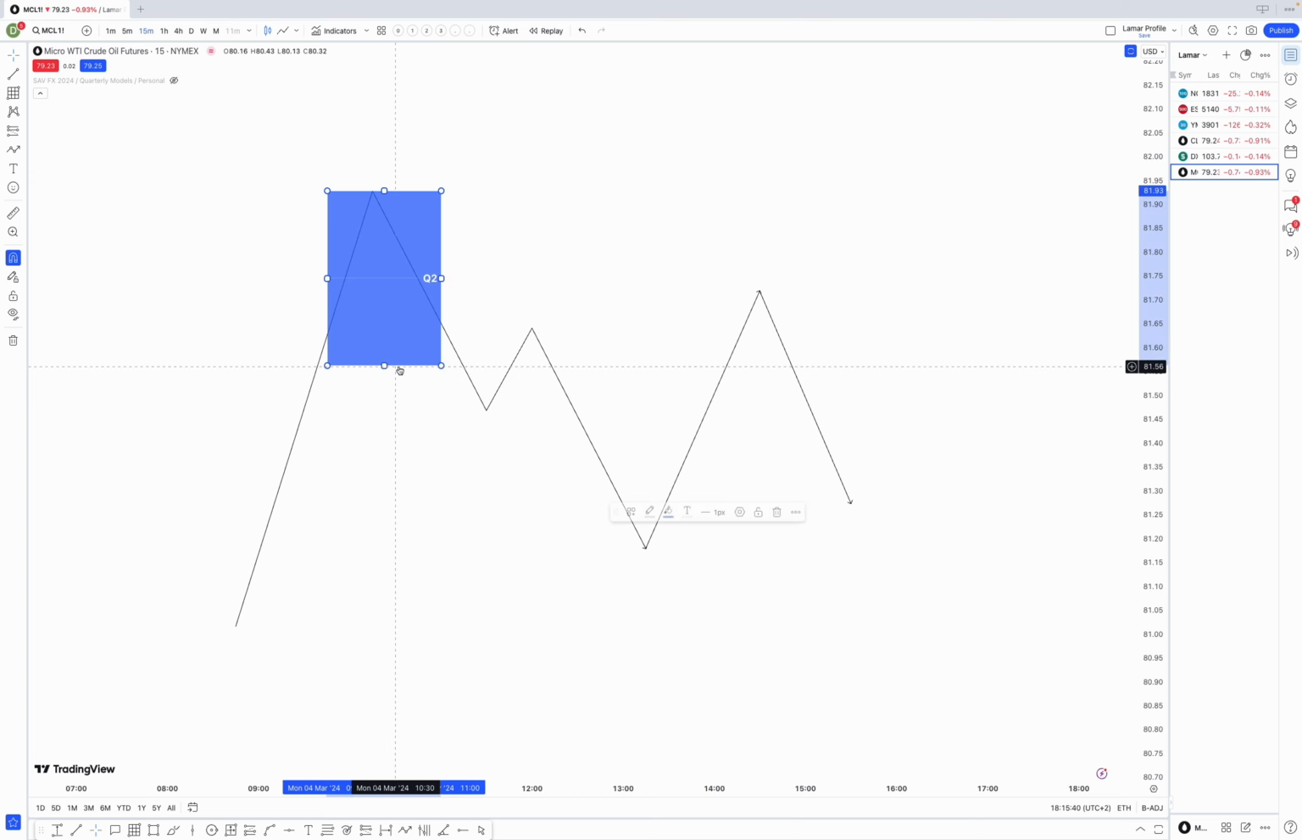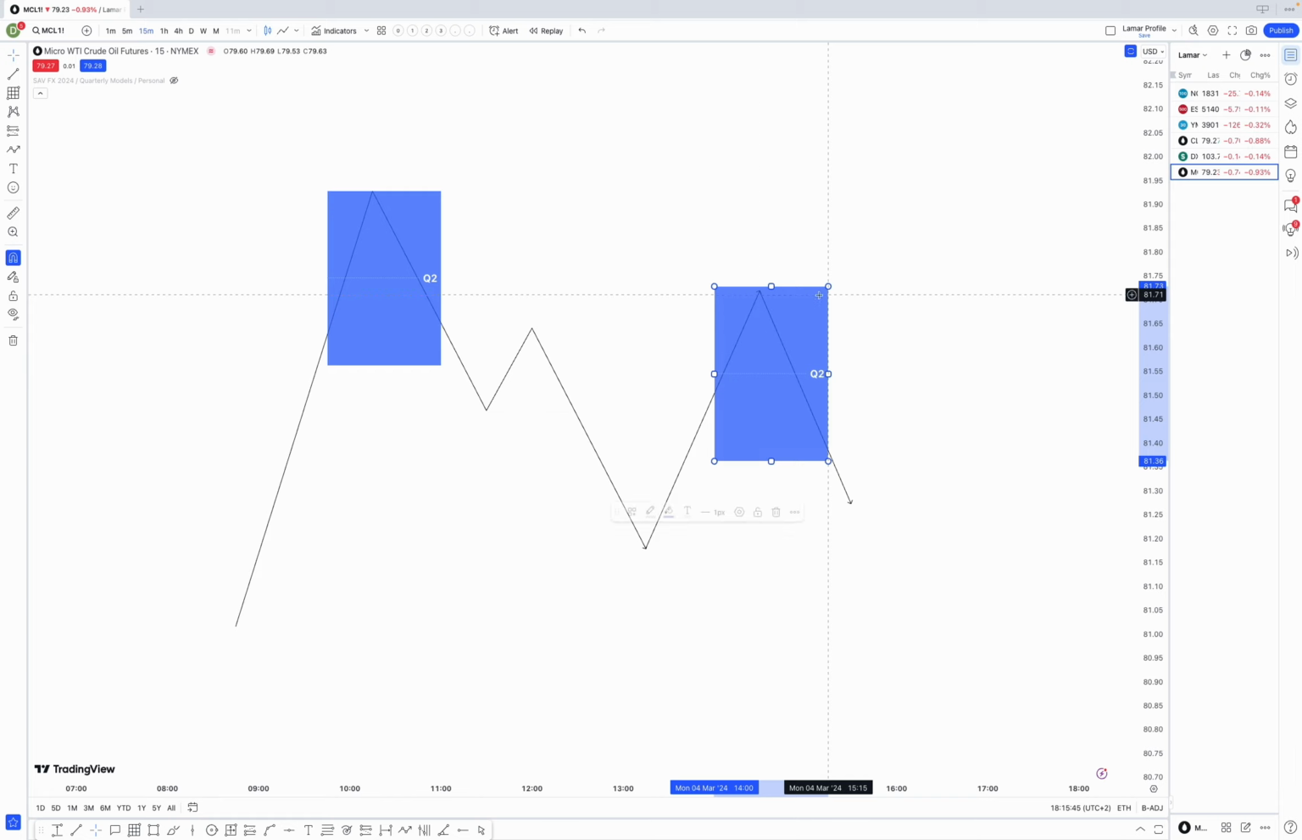But now the rules are the range needs to be the same. If this is Q2, this needs to be Q2. If this is Q3, this needs to be Q3. If it's Q1, it needs to be Q1. If it's Q4, it needs to be Q4. Hopefully that is making sense. That's initially how you even utilize your bias, meaning if price is not reacting off liquidity ranges within time, it's going to use time ranges to look for supporting factors.